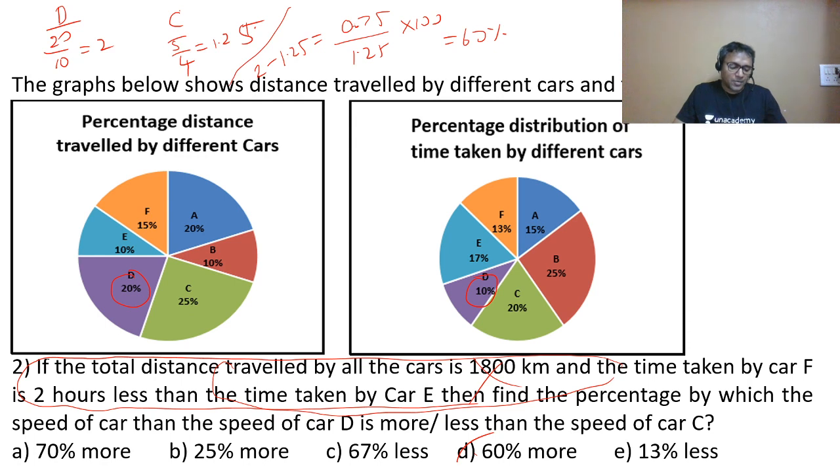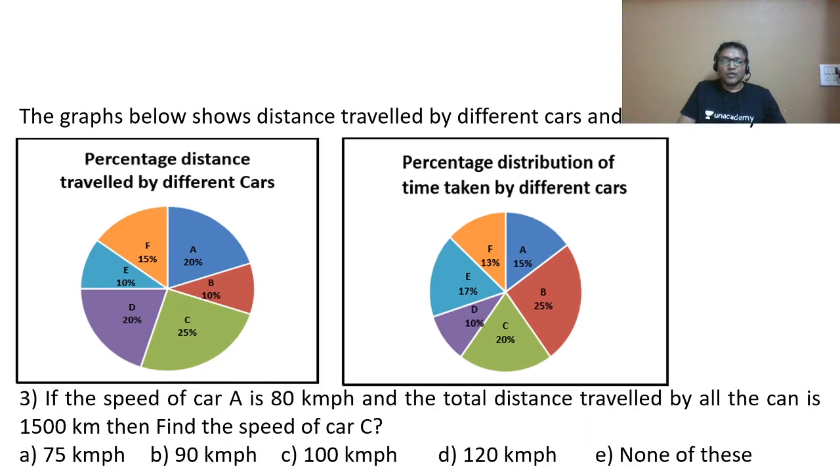Okay, so again I solve this as such. So we are looking at card D and card C. Card D we know is 2, card C we know is 5/4. How much more is it? So from 1.25 to 2 is an increase of 0.75 upon 1.25, which is nothing but 60%. If your question were to find the exact value, you will review the data that is given to you and solve.